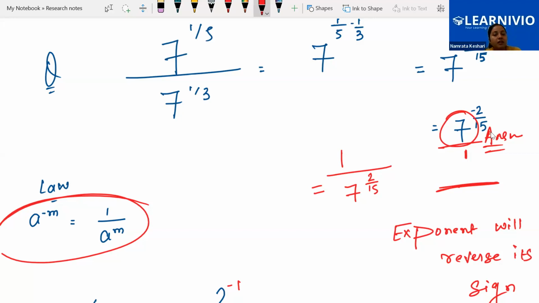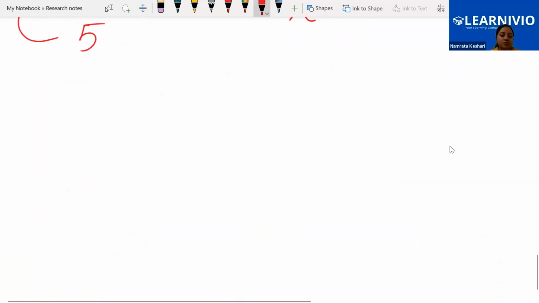Yes, ma'am. What will be in the numerator then? Nothing. 1 will be there. We cannot write 0. 1 will be there. Getting it? Yes, ma'am. Let's do a few questions now.